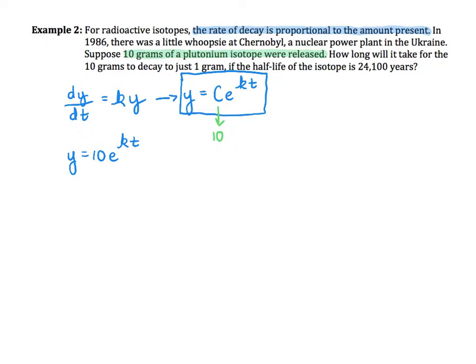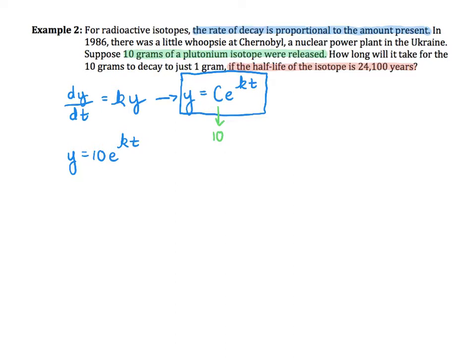What I am interested in right now is what we can do with this last little bit here. If the half-life of the isotope is 24,100 years, hopefully we know what half-life means, besides just the video game. Half-life means the time that it takes for the quantity of a substance to decrease by half. So using that definition, we can say that it's going to take 24,100 years for that 10 grams to decay to 5 grams. Half-life, the time it takes for it to decrease by half.